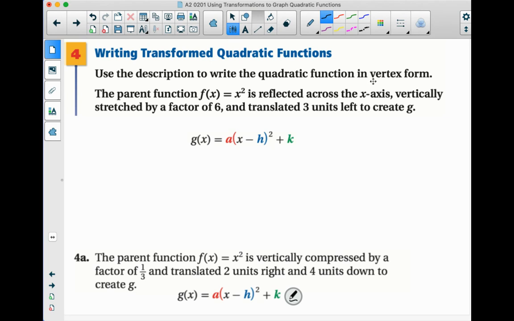Use the description to write the quadratic function in vertex form. The parent function f of x equals x squared is reflected, that must mean negative, across the x-axis, vertically stretched by a factor of 6, and translated 3 units left to create g. So, let's see what we need to fill in.